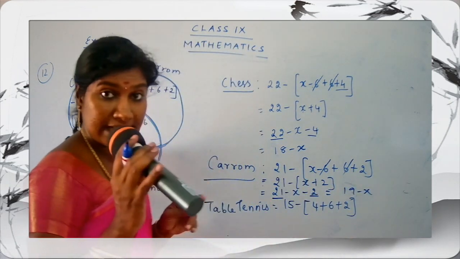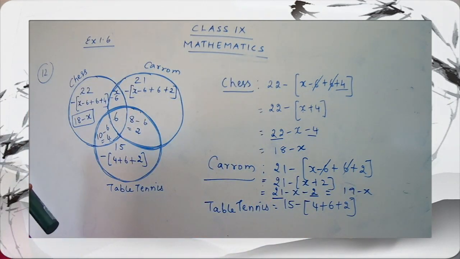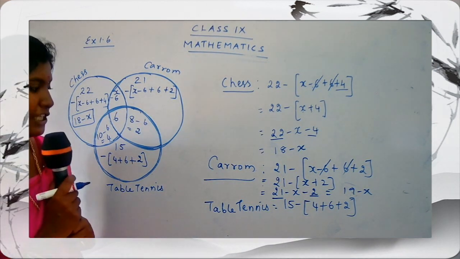You would have got the same answer, children. Just check your answers whether you're getting 19 minus x. Yes, so you and I got the same answer. Yes, children? Good. Come on. Let's go for the next step.